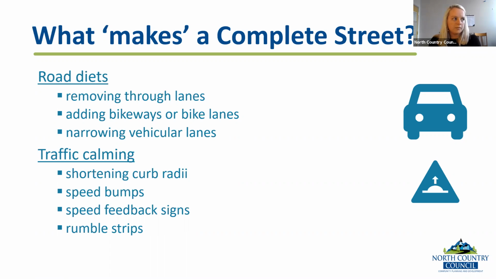Some traffic calming measures can be reducing curb radii. When you go around a curb, if it's too wide, people might drive a bit faster, so you can reduce that to slow speeds. Speed bumps, I'm sure we've all been over a speed bump. We definitely slow down when we go over one of those. Speed feedback signs, we're starting to see a lot more of those up here in the North Country. Those are the signs that tell you what speed you're going. And then rumble strips, which can be on the sides, or sometimes on interstates, they'll have them across the lane to give you a heads up that there might be a rest stop or slower traffic ahead.